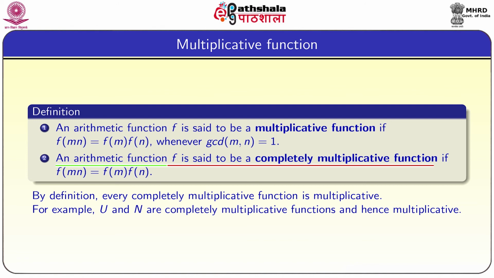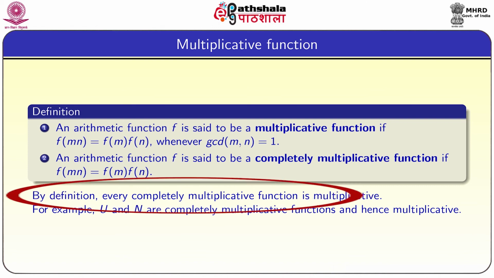An arithmetic function is said to be completely multiplicative if f of mn is equal to f of m into f of n. Here there is no condition on m and n. If you look at the multiplicative function, the GCD of m comma n has to be 1, whereas in the completely multiplicative function there is no condition. Simply, a function is said to be completely multiplicative if f of mn is equal to f of m into f of n.